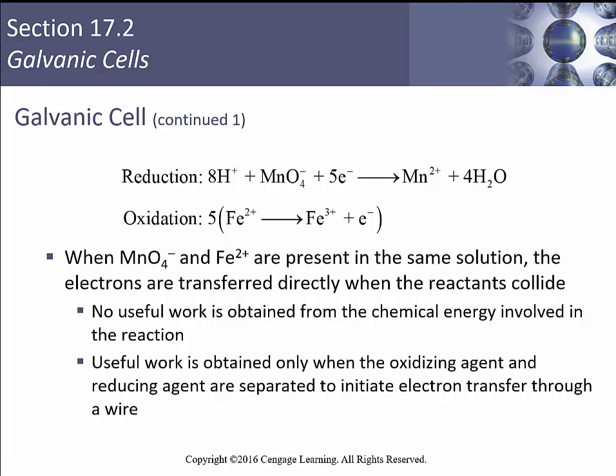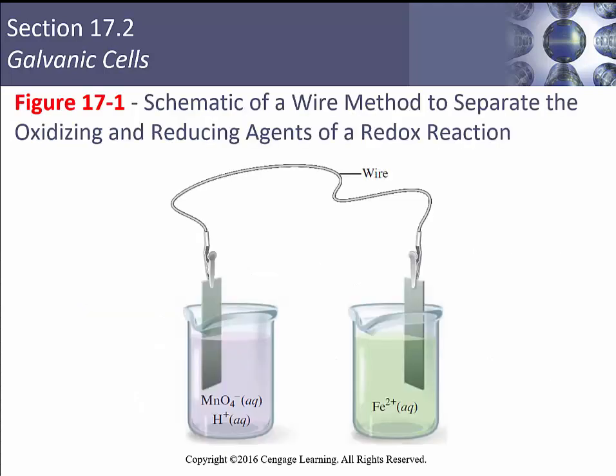So we got manganese oxide and iron, so our MnO4 and our iron 2 plus are present in the same solution. The electrons are going to be transferred directly when the reactants collide, and we can't do anything useful. The useful work is only obtained when the oxidizing agent and the reducing agent are separated to initiate electron transfer through a wire. So here they're doing it with manganese oxide and iron, right? So we can have now separated our two reactions, but we still have not completed the circuit. We're going to need something to do this.